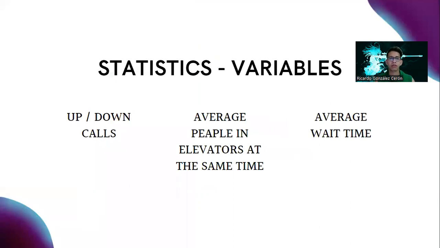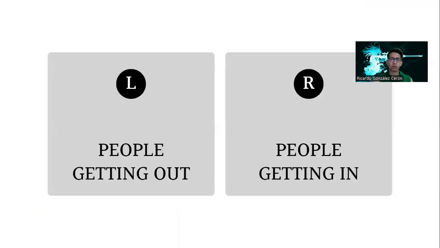To begin with, it's necessary to take statistics with the variables of how many up and down calls are made in the elevators, on which days and at which hours, the average number of people in the elevators at the same time, and the average wait time. With these variables, we can approach the problem with the best perspective.